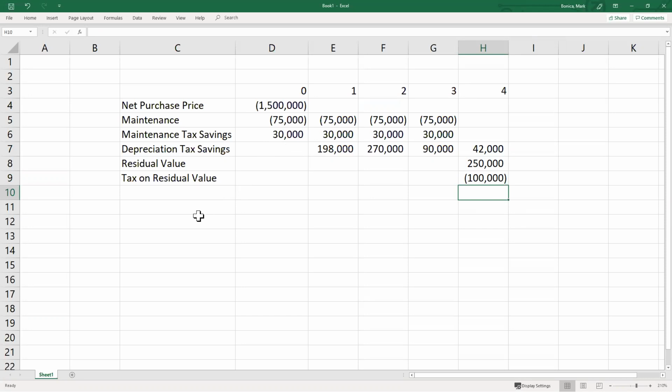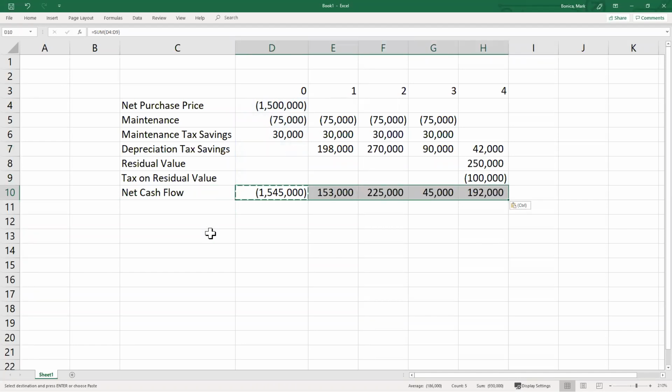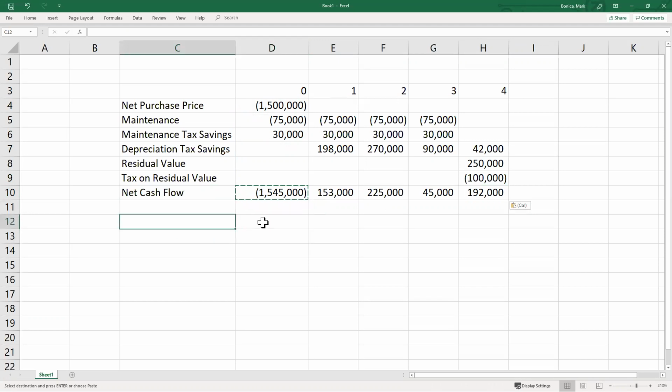So now we have the net cash flow. And so we're simply going to sum these columns. All right. And so now we have our series of cash flows for the purchasing of this equipment. And now we want to do the same for the lease.